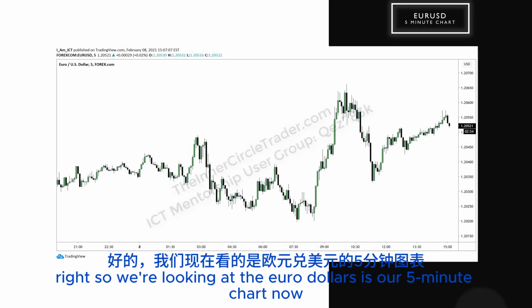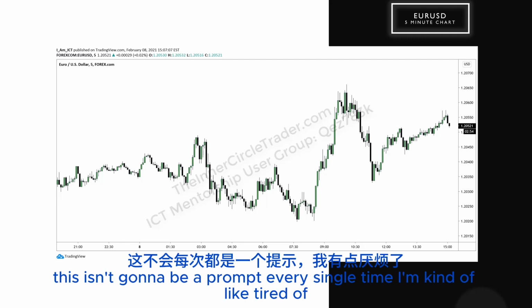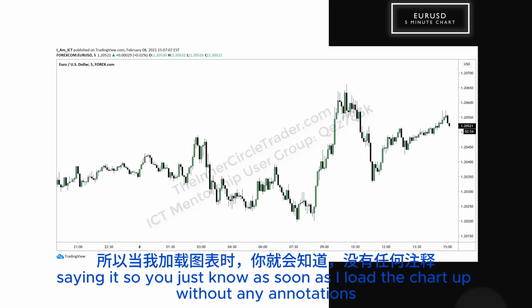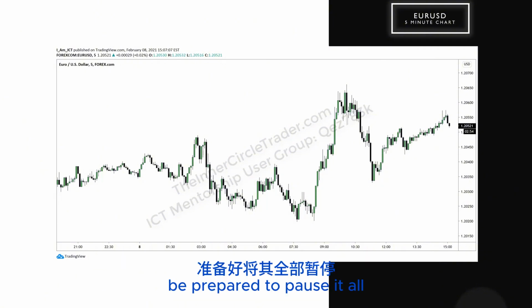Alright, so we're looking at the euro dollar on our 5-minute chart. Now this isn't going to be a prompt every single time. I'm kind of tired of saying it. So you just know, as soon as I load the chart up without any annotations, be prepared to pause it.